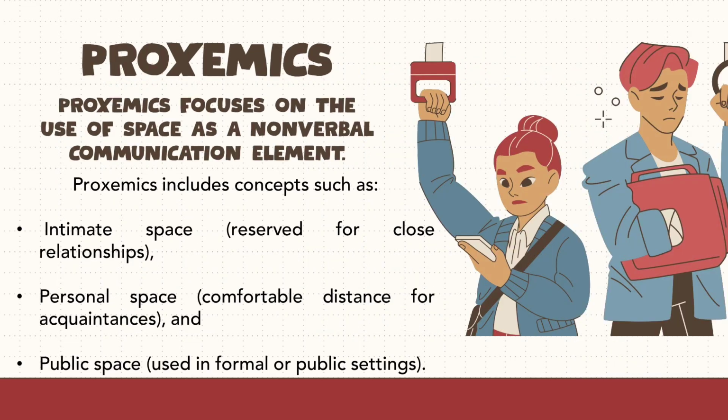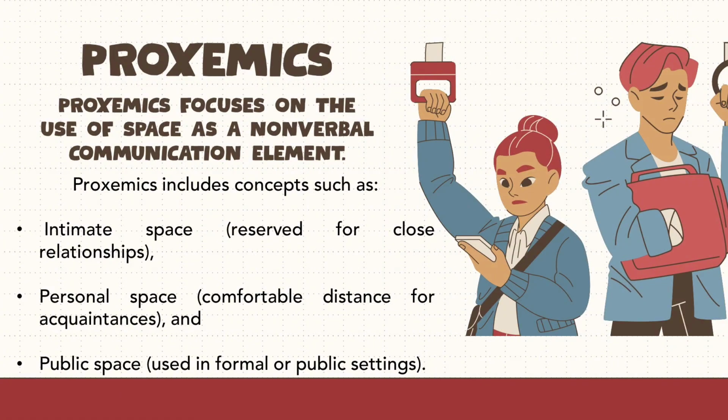The third type of nonverbal communication is called proxemics. Proxemics focuses on space as a nonverbal communication element. Proxemics includes concepts such as intimate space, also known as the reserved space for close relationships. Then, personal space. This is the comfortable distance for acquaintances. And also the public space. This is the space used in formal or public settings.